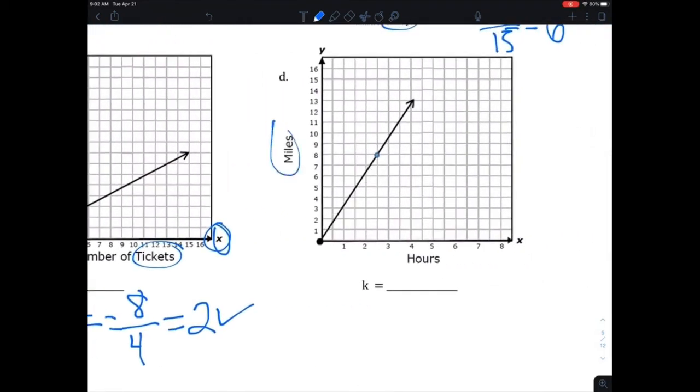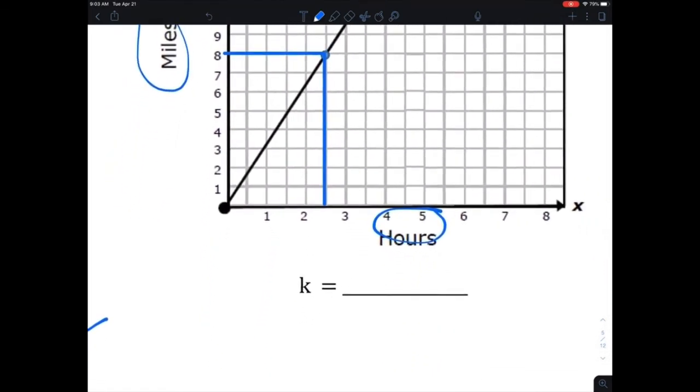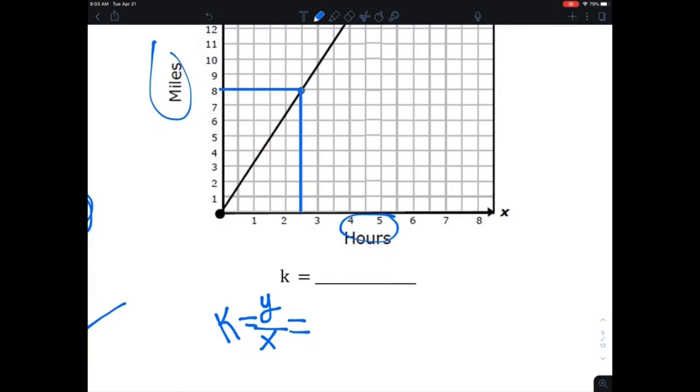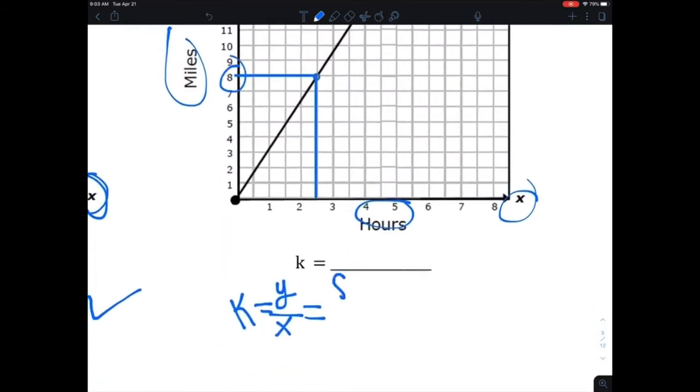So same thing here, we're looking for miles per hour. They're giving us this point right here. So let's make our little lines to help us identify the x and the y. All we're doing is connecting the dots, per se, drawing straight lines. There you go. What's my formula again? We're going to rewrite it again. K equals y over x. Good. What's my y value? This is my x. This is my y. My y value is currently at 8 over my x value.